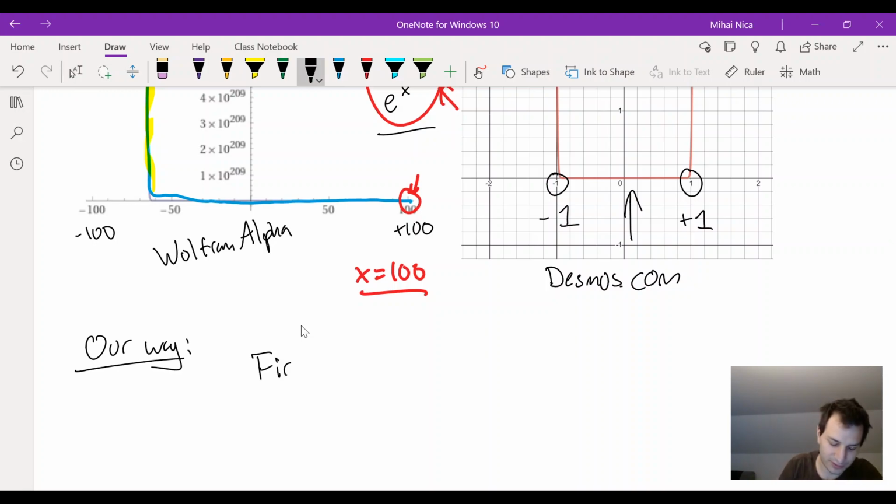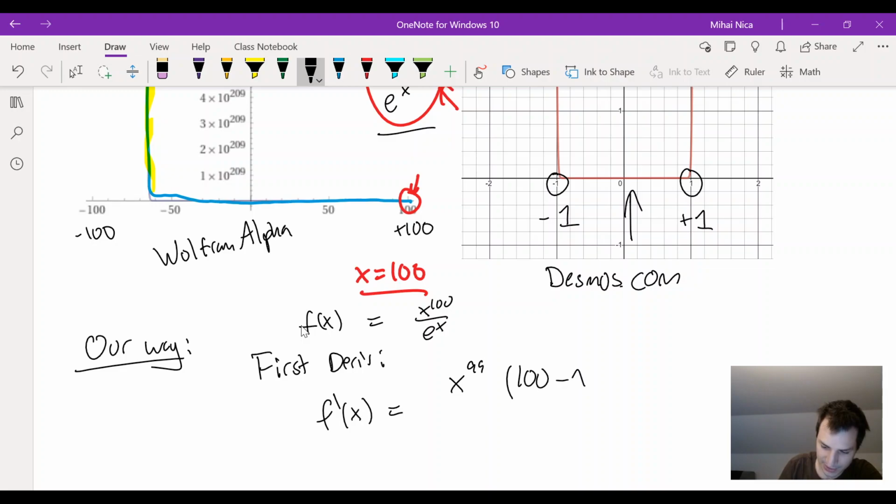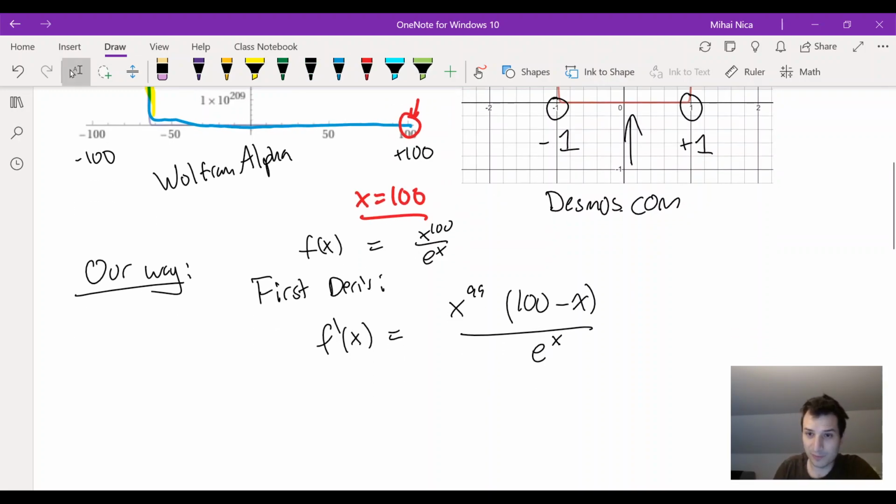the first derivative. The function f of x is x to the 100 over e to the x. The first derivative f prime of x is equal to x to the 99 times (100 minus x) over e to the x. So you can do it by product rule and simplify a bit. And then from this, you can see that x to the 99 is positive when x is positive, and 100 minus x is positive when x is less than 100. So you get this nice table.